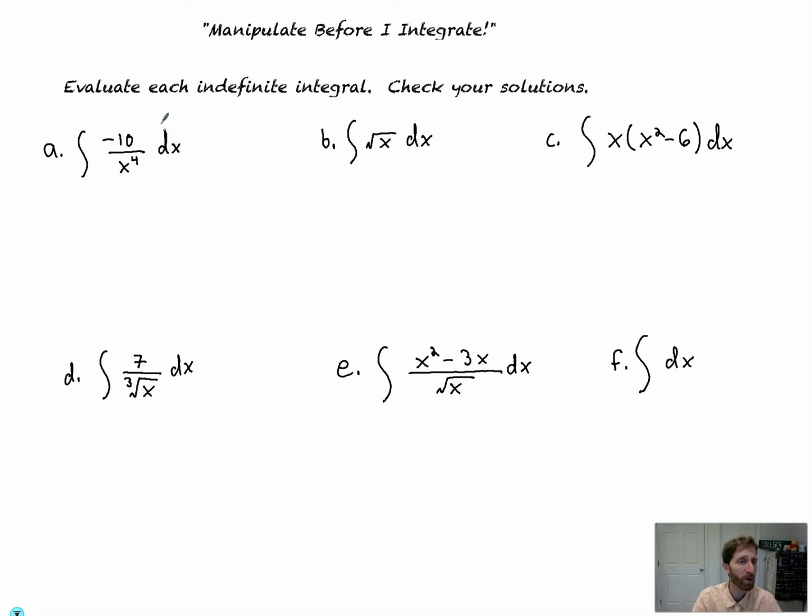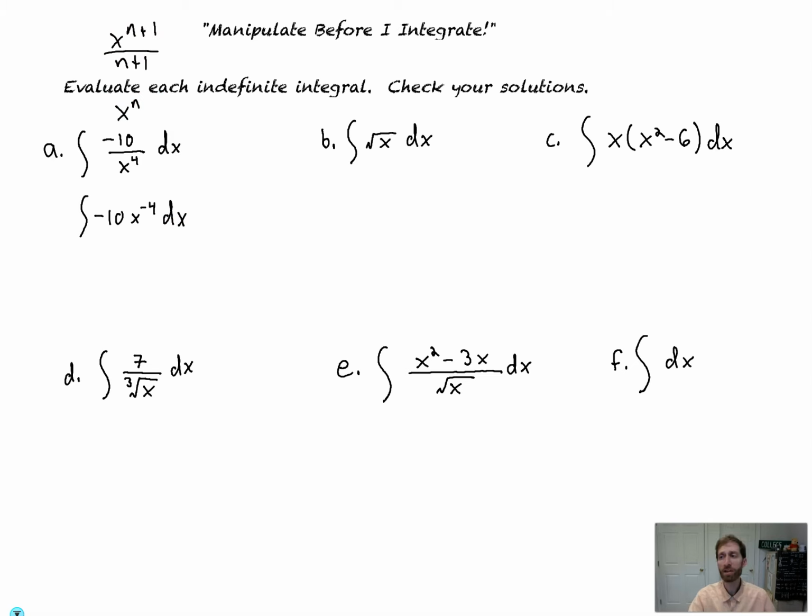So check this out. We don't like how that looks. I'd rather it be in this format, x to the n. So this is going to be negative 10 x to the negative 4. That puts us in a position to use that power rule. Remember, the power rule is x to the n plus 1 over n plus 1.